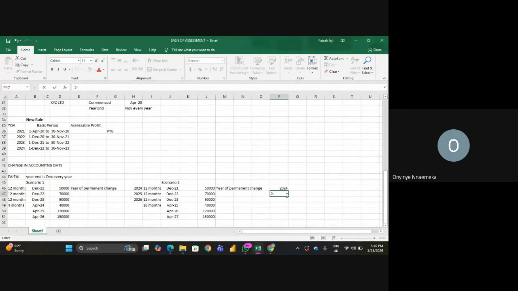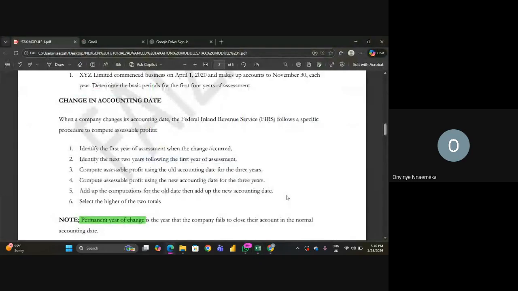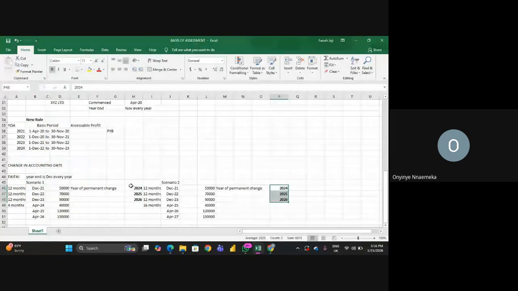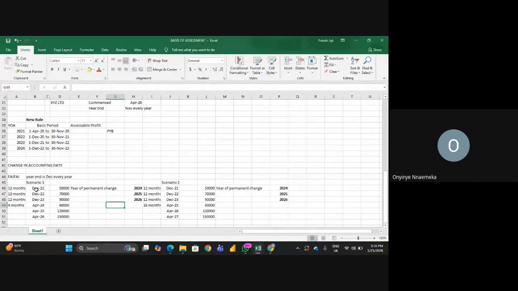2025 and 2026. Do we get that? It's quite simple. Then the next step is compute the assessable profit using the old accounting date for 3 years. So it means that for these 3 years that you have recognized here, you compute the assessable profit using December as the accounting year end. January to December. You compute it using January to December for these 3 years.